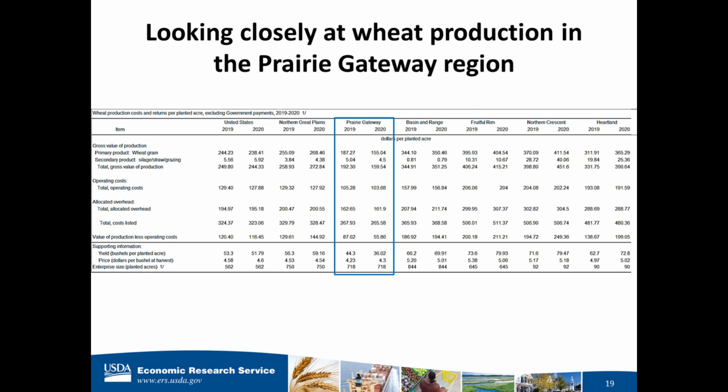If we look closely again at the Prairie Gateway region, we can understand what is driving that decline, and it would either be the gross value of production or total operating costs. The gross value of production would be the price of wheat times the wheat harvested, plus the straw and grazing times the price of the straw and grazing added together. And that went from $192.30 to $159.54. So we're really seeing a decline here. On the other hand, looking at operating costs, we see a decline. So we know that the difference between 2019 and 2020 in terms of value of production minus operating costs is being driven by the gross value of production declining.